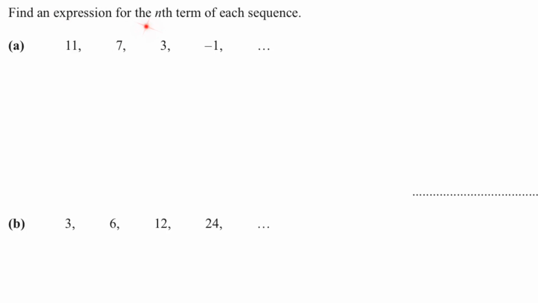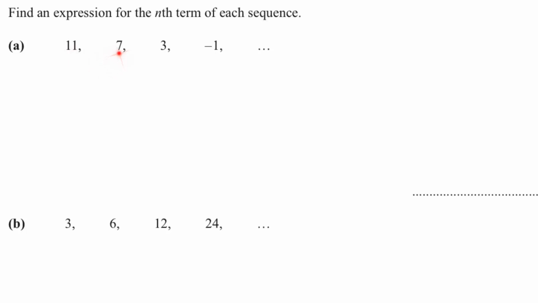We have to find the expression for the nth term of each sequence. There are different types of sequences, and each sequence has a different rule to find the nth term. The first thing to determine is how do you get the next term. If you add or subtract to get the next term, that's an arithmetic sequence. If you multiply or divide to get the next term, that's a geometric sequence.